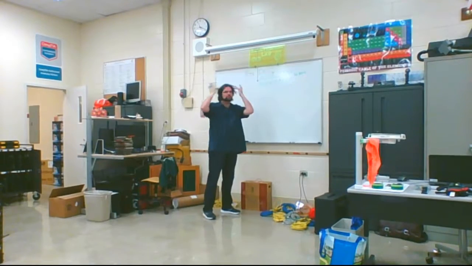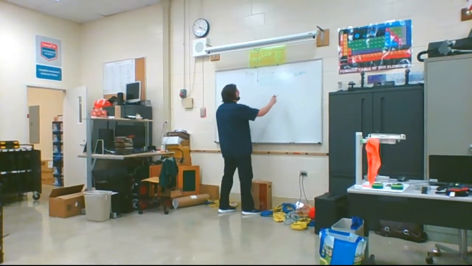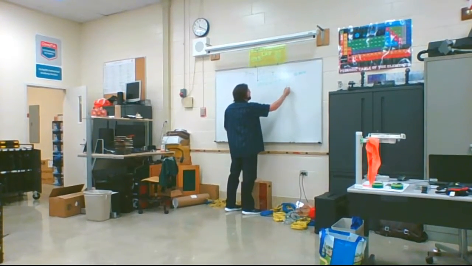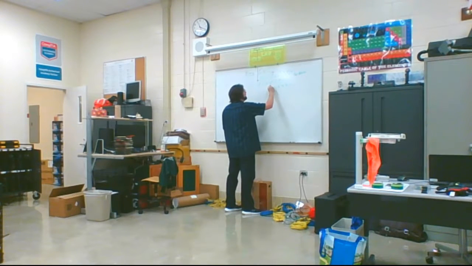2 to the 1 is a 2. 2 to the 2, 2 times 2 is 4. Times 2 is 8. Times 2 is 16. Times 2 is 32. Times 2 is 64. 128. Times 2 is 256.